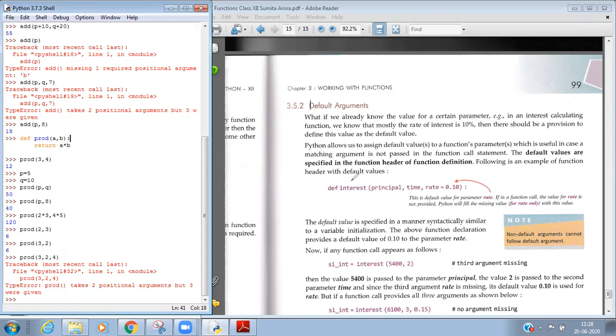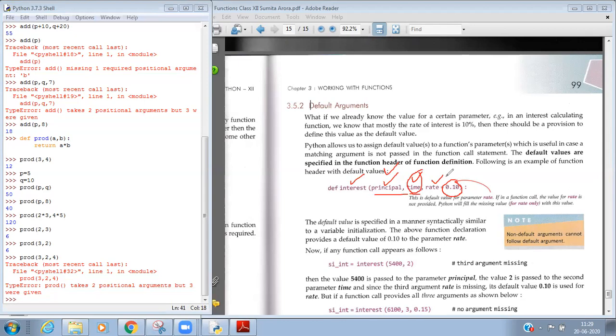In this function interest, principal doesn't have any value. Time doesn't have any value. But rate has a default value, that is 0.10, right? So we have to provide the value of the principal every time we call the function. We have to provide the value of time every time we call the function. But for the rate, it is left to our liberty whether we provide the value or not.